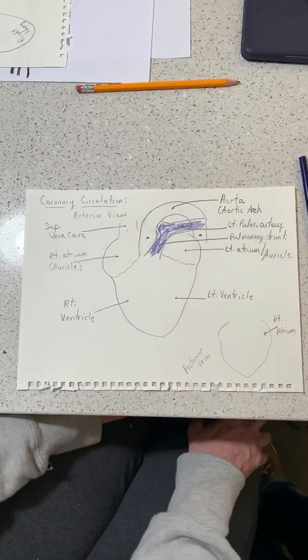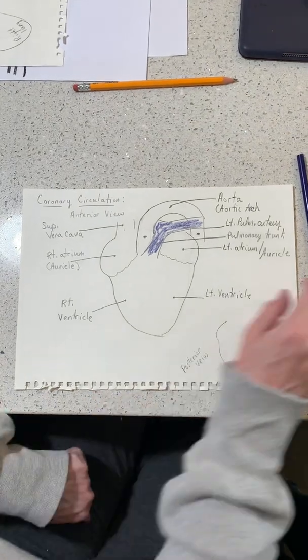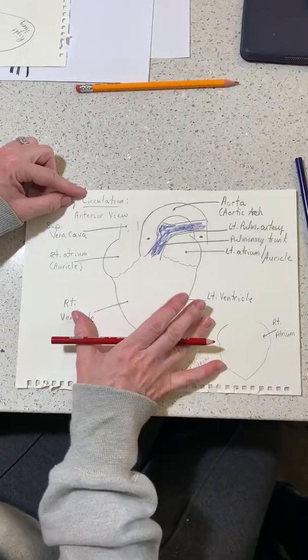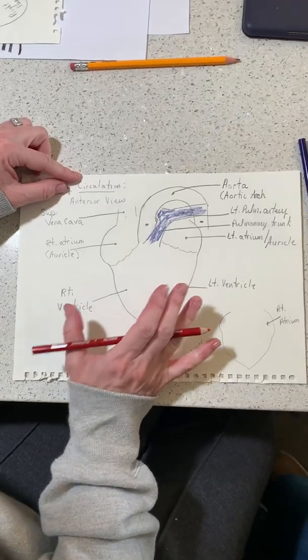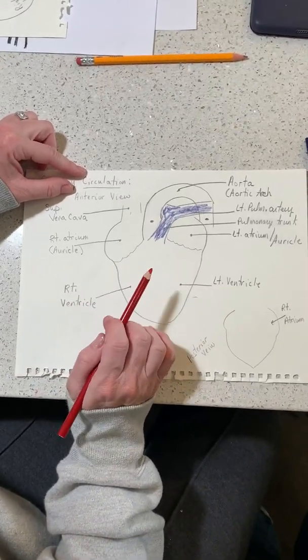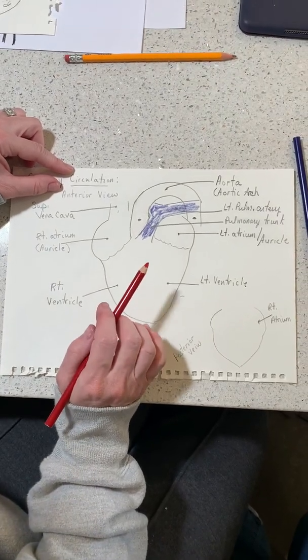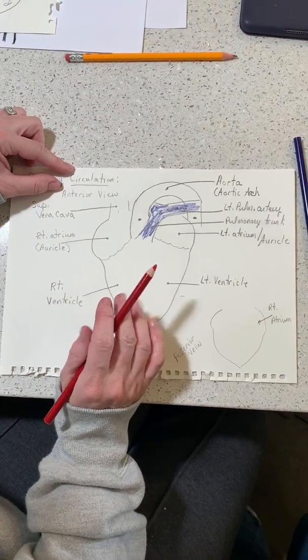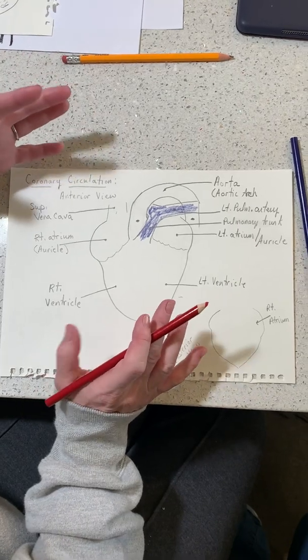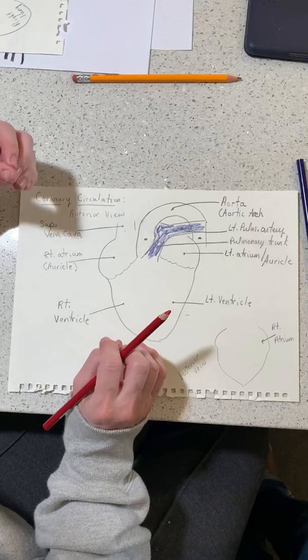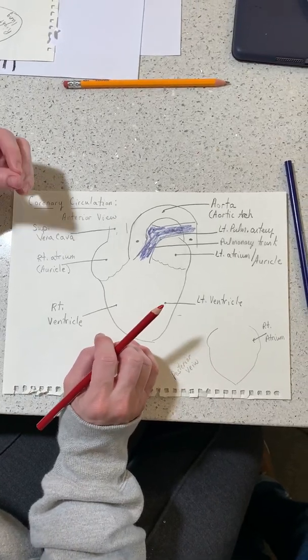So I wanted to start with the coronary arteries. The coronary arteries, and this is an important thing to write down as you're watching this, the left and right coronary arteries arise from the base of the aorta. I'm going to repeat that so you can write it down. The left and right coronary arteries arise from the base of the aorta.